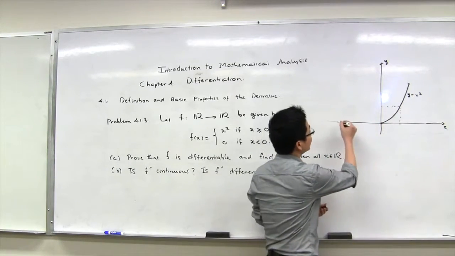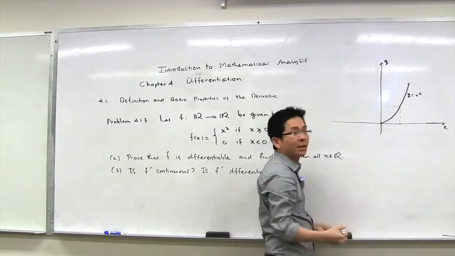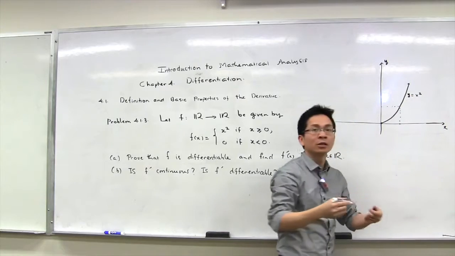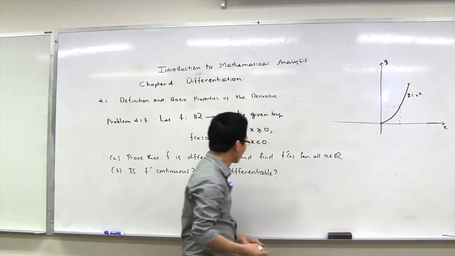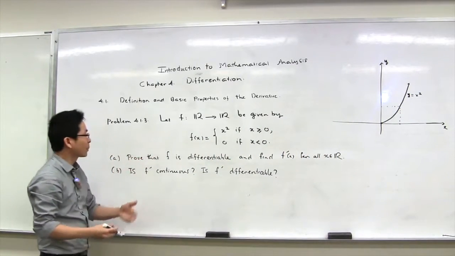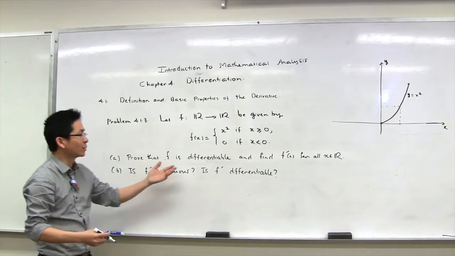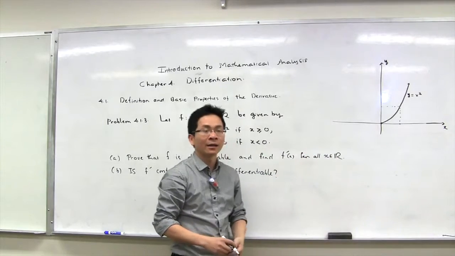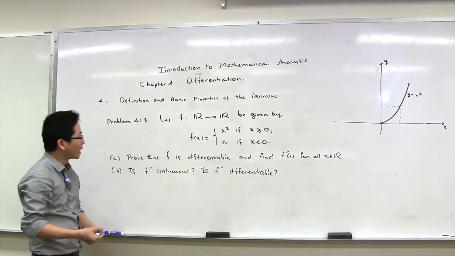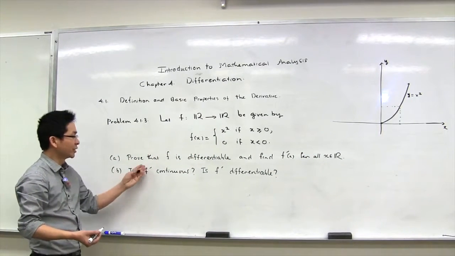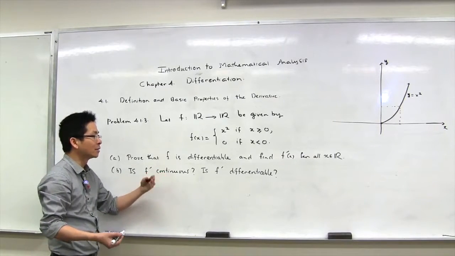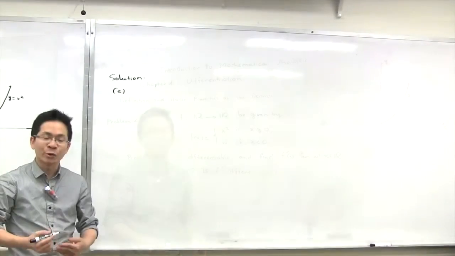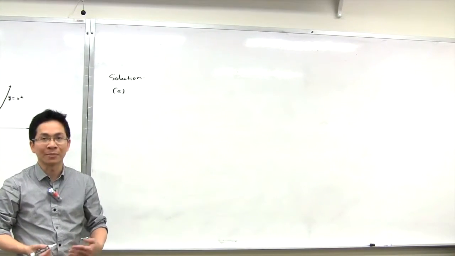When x is less than 0, f of x is 0. And when x is greater than or equal to 0, f of x is just the squaring function. In the first part of the problem, we have to prove that f is differentiable and find the derivative of the function at all x in R. And in the second part, we have to determine whether the derivative function is continuous and whether the derivative function is differentiable. Now we are ready to work on the first part of the problem.